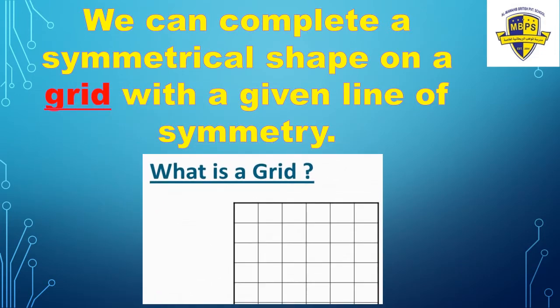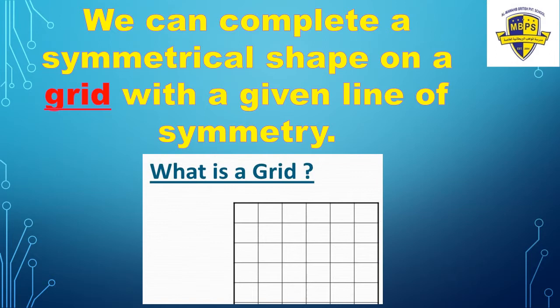Come on students, let's start with today's lesson. Now, you can see a picture here on this slide. What does this picture look like? Which shapes can you see here? Very good, you can see that there are squares. Now this is called a grid. What is it called? It is called grid.